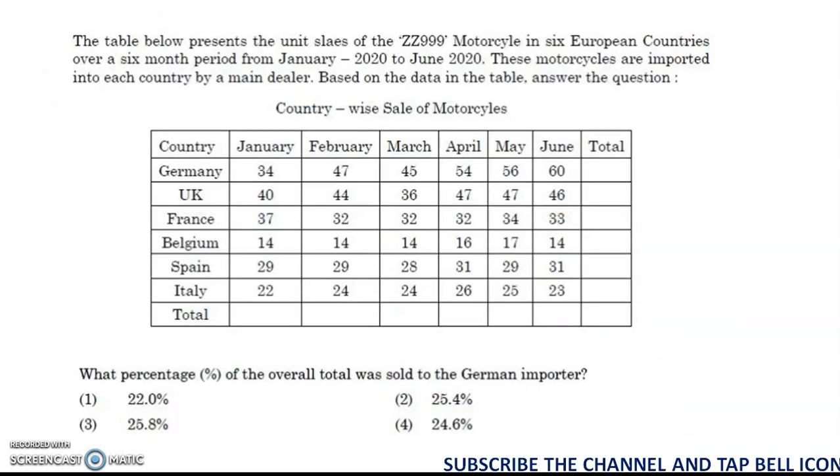Fine. So it is a data interpretation question we are going to see in this session, guys. If you look at this one, this data interpretation is simple, but it is the most time consuming one. Mostly the calculative part is there in this one. So first have a look at this data. The table below represents the unit sales of motorcycles in 6 European countries over a 6 months period from Jan 2020 to June 2020. And these motorcycles are imported to each country by a main dealer. So based on the data in the table, answer the questions.